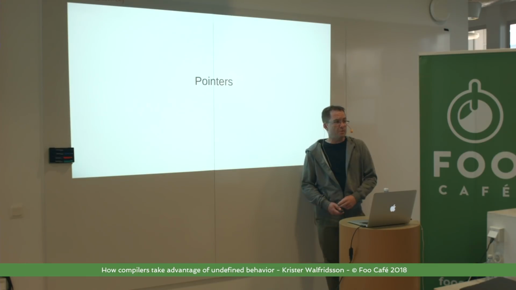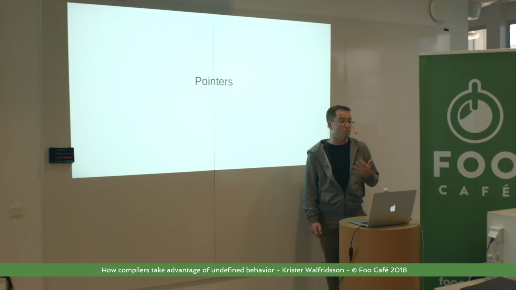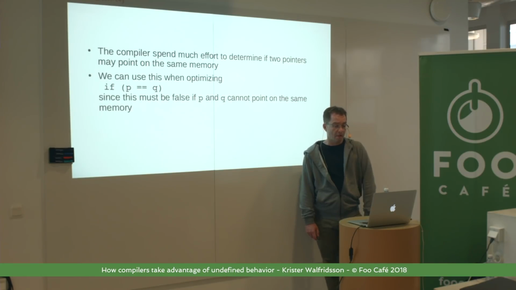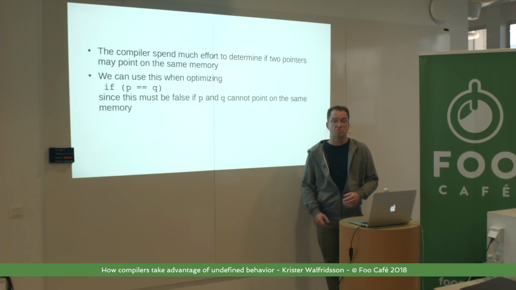So we continue a little bit about pointers. As I said, there are just a few rules for how you can get a new pointer or modify pointers. And the compiler spends quite a lot of effort keeping track of all the pointers and seeing what they can point to so it can do other optimizations. So the compiler can also use this data when it optimizes comparisons. So let's say we have this: if p is equal to q. If p and q cannot point to the same memory, then they are not the same.